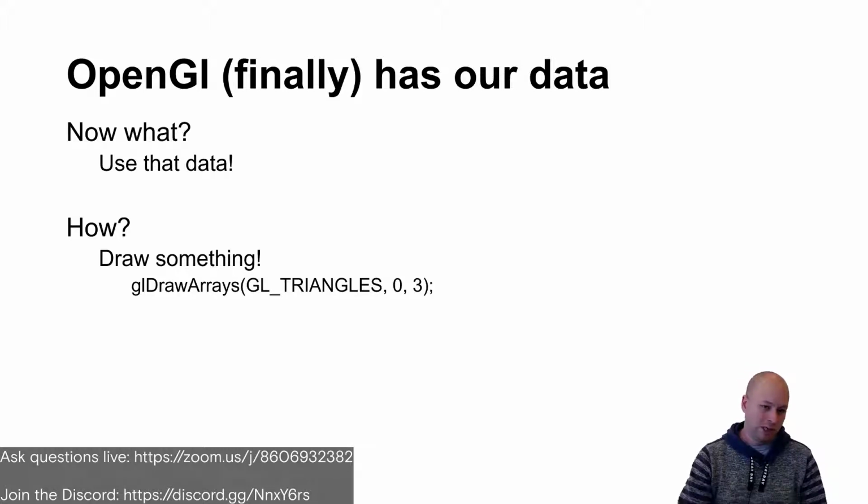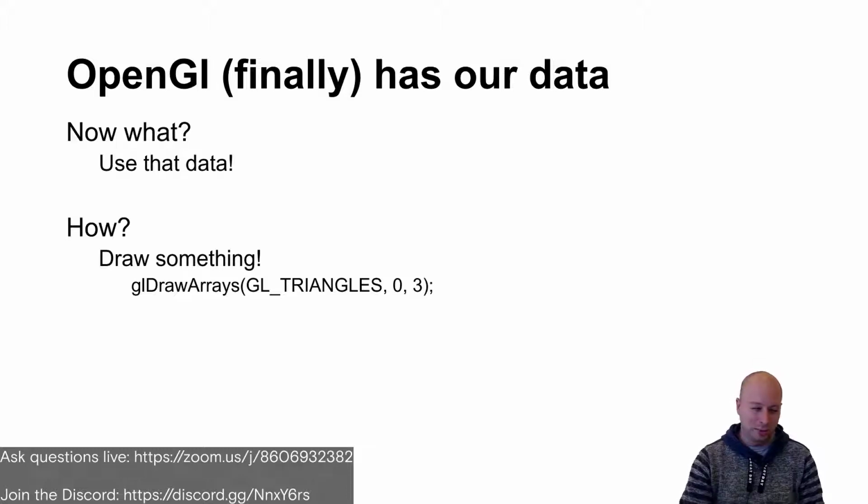Great, so now OpenGL has our data, and we've got to draw something. So how do we draw it? Well, we call this function glDrawArrays, and we tell it what type, triangles, and we tell it how many triangles? No, that number is actually how many points that we have. A triangle should have 3 points, and so this is a little bit of a gotcha with OpenGL. It's more about the vertices that you're passing in versus how many primitives you're actually rendering.